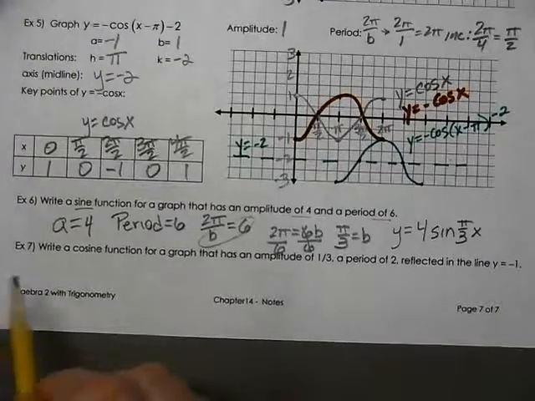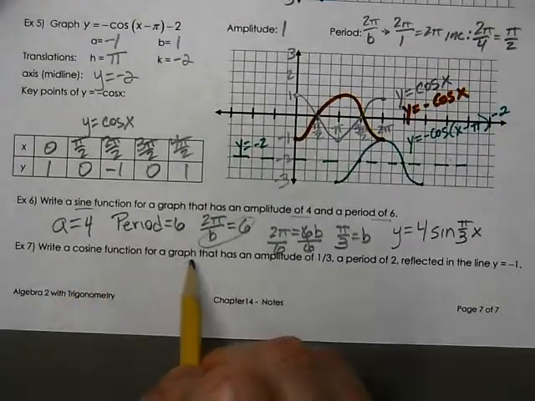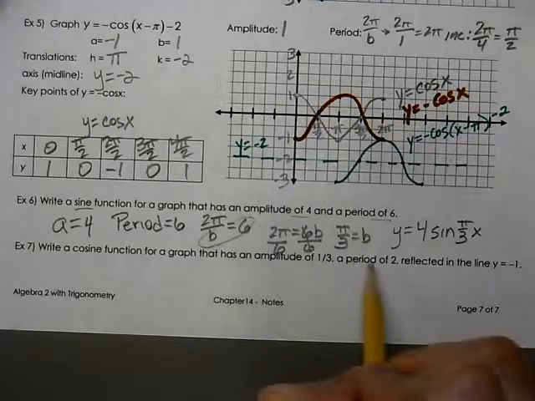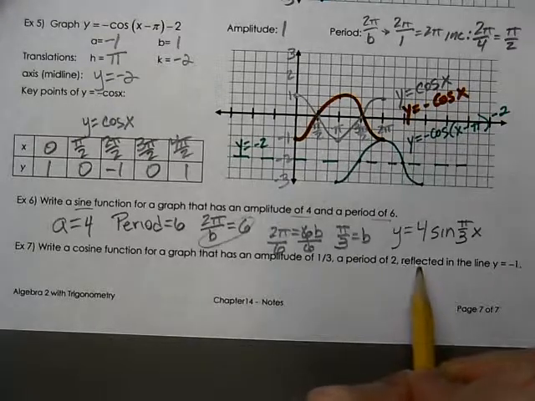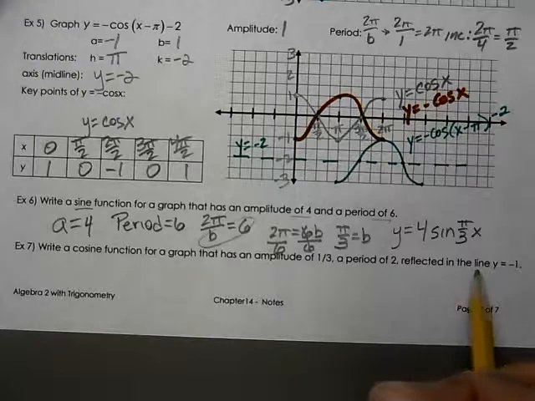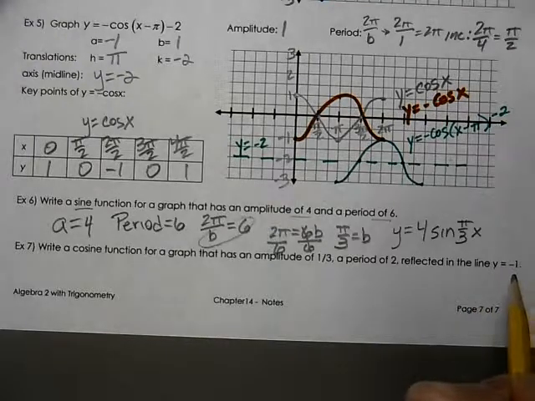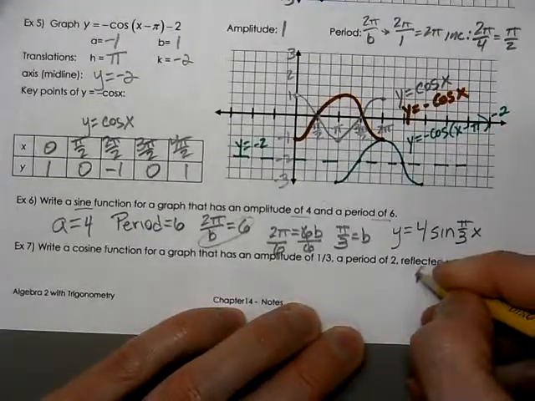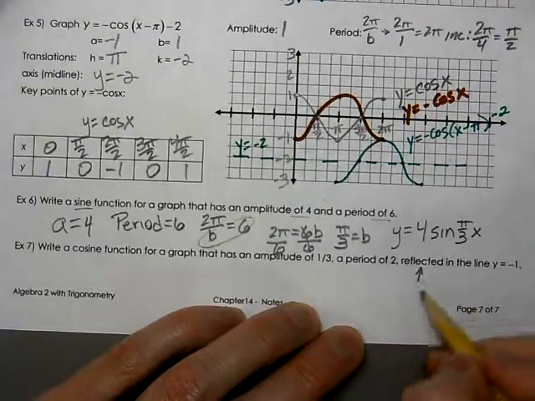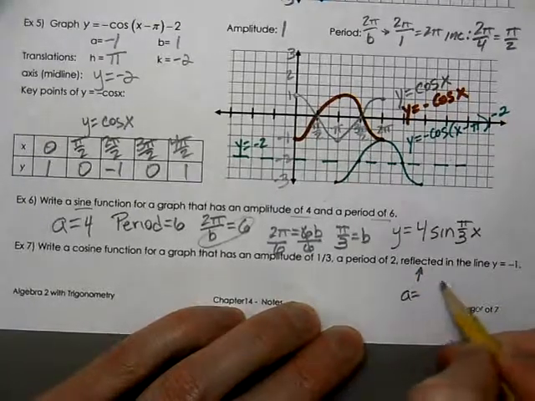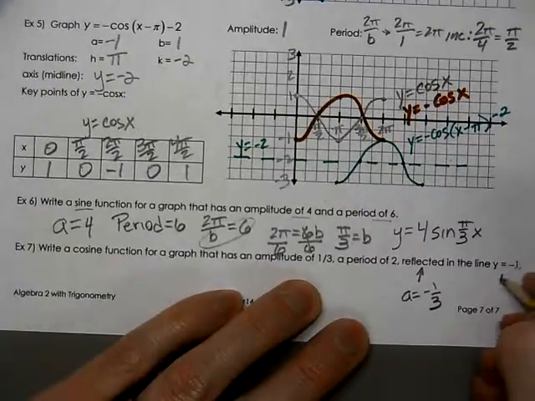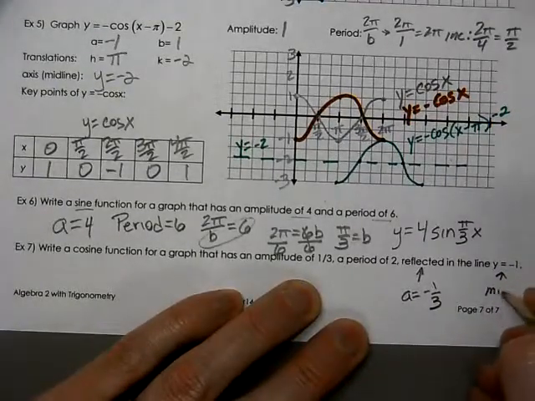For our last one, we're going to write a cosine for a graph that has an amplitude of 1/3 and a period of 2. We're going to reflect this one in the line y equals -1. Now that could actually mean a couple different things. I'm just going to focus on it as being reflected, so our a value is going to be -1/3, and we're going to call this our midline.